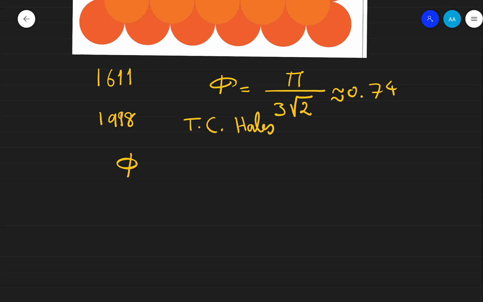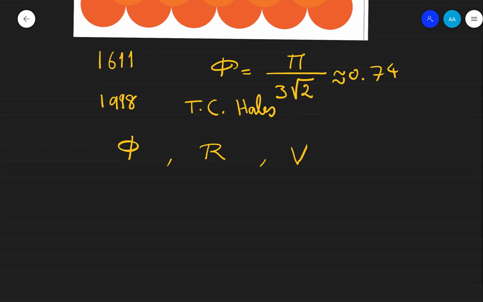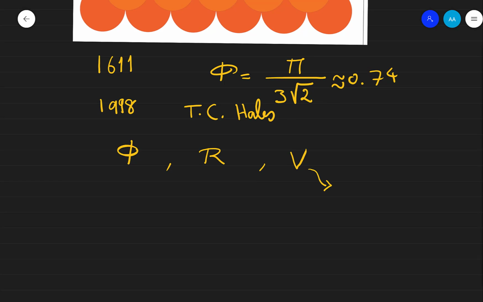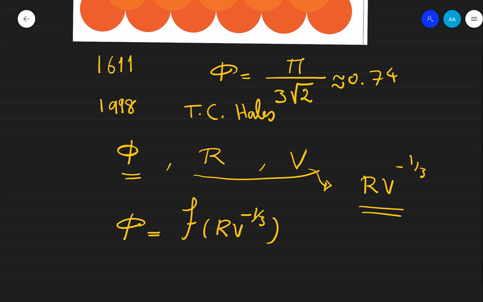The volume fraction of solid objects, when they are packed randomly, is called random close packing. The relevant parameters are the radius of the pea, r, and the total volume, V, from which we can construct the dimensionless quantity r V to the power minus 1 over 3. Then here we have two dimensionless parameters, phi and r V to the power minus 1 over 3. Then packing should be a function of r V to the power minus 1 over 3.